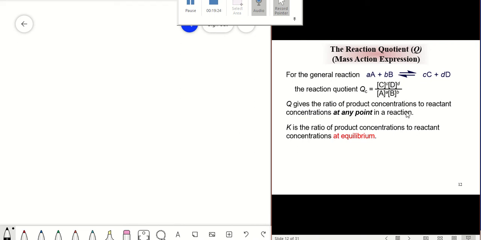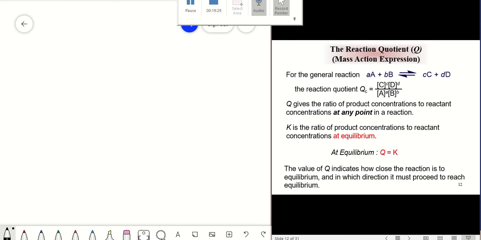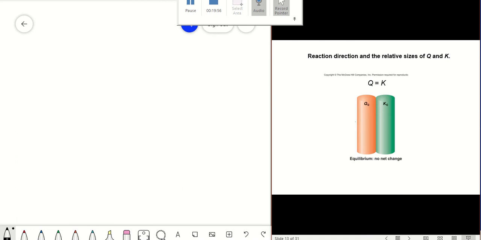All right, now why is understanding Q important for us? The value of Q is going to tell us how close a reaction is to equilibrium. We can tell, based on Q, whether the reaction is going to move forward or go in reverse. What does that mean? Essentially, we see that the expressions of Q and K are the same, right? And so we can say that at equilibrium, the value of Q is going to be equal to the value of K, correct?